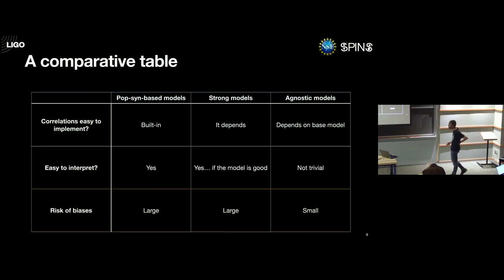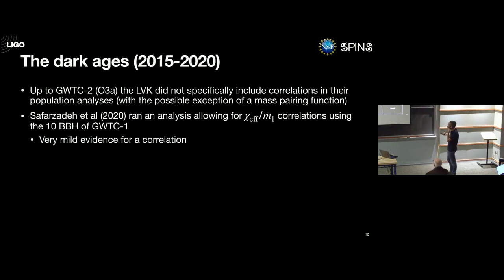Okay, so with this quick summary and introduction, mainly to set up the terminology, let me quickly review with you what has been happening in the last 10 years. So let me start with the first few years. Again, I'm focusing on correlation specifically. One thing I want to stress is that up to the O3A catalog, or GWTC-2, the models the LVK used in our papers did not explicitly include correlated models, perhaps with the exception of the mass pairing function, and I think Amanda may talk about it more later in the workshop.